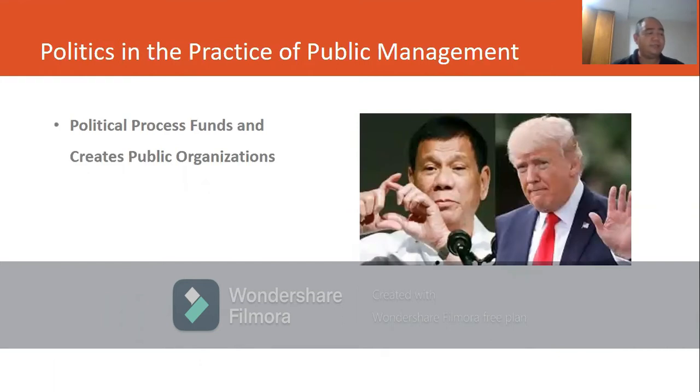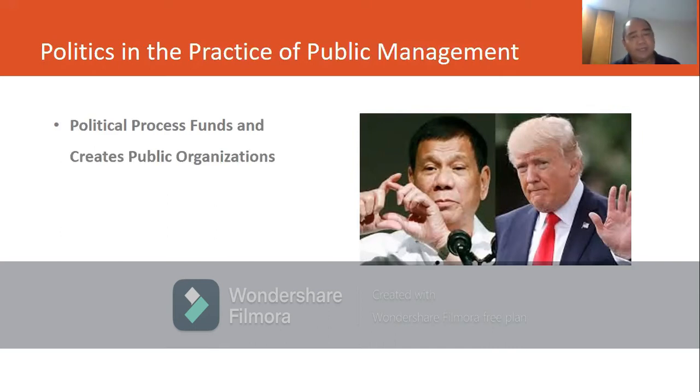Now, it is a general belief that the political process funds and creates public organizations. To understand organizations, one needs to understand organizational politics just as much as government needs to understand governmental politics. Now, in the Philippines, a public organization is created through an act of Congress, or government agencies and entities are formed through the passage of a law. It has to be passed through Congress legislatively.